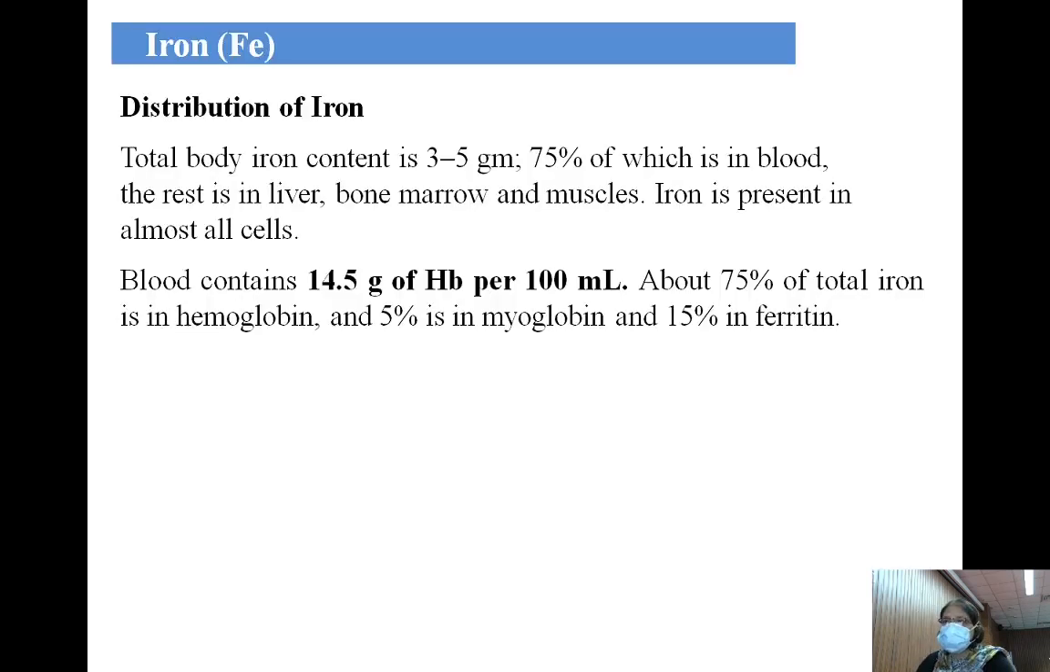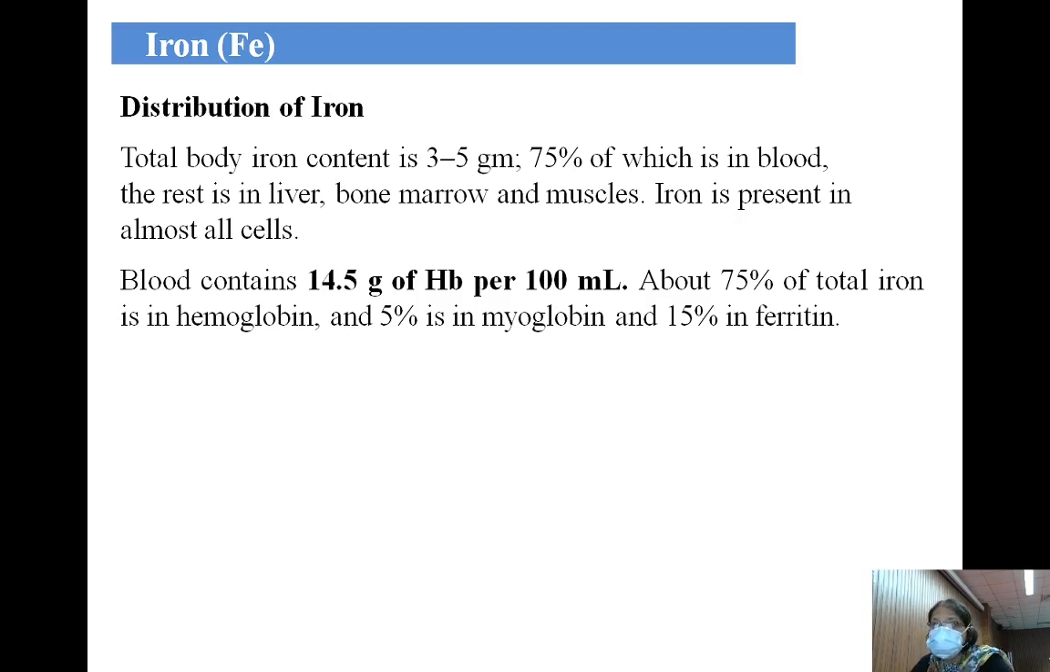Distribution of iron in the body: total body iron content is 3 to 5 gram. Out of that, 75% is in the blood and the rest, 25%, is in the liver, bone marrow and muscle. Iron is present in almost all cells, maybe inside some enzymes or some proteins.